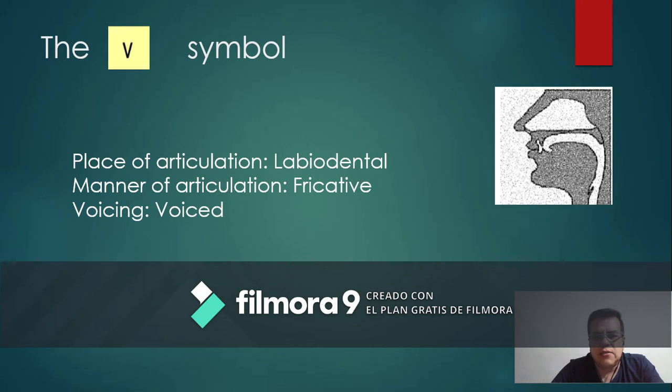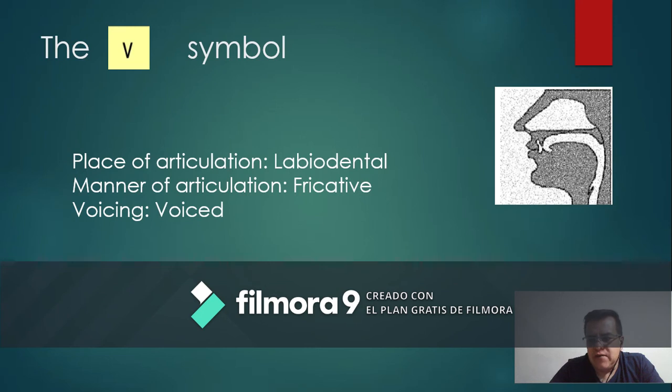The next is v. The place of articulation is labiodental. It is because you create friction between the bottom lip and the top teeth. And it is fricative because the sound is produced by high pressure airflow between a narrow space in the mouth. In this case, it is between the bottom lip and the teeth. So you see, look at this. V, v. You put these teeth on your lips here, producing that sound. V, v.